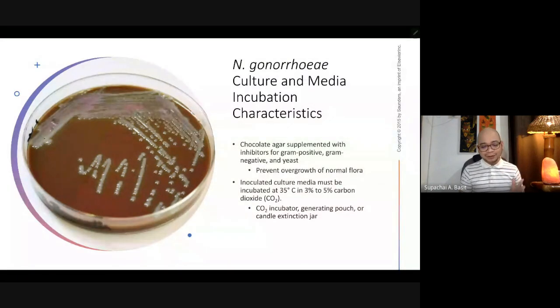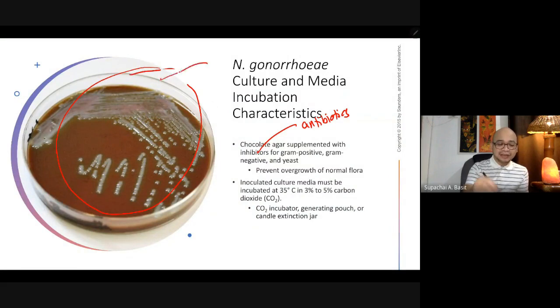And this is an example of a modified chocolate agar. Okay, so chocolate agar supplemented with inhibitors. Inhibitors are antibiotics that will prevent the growth of gram-positive, gram-negative, and yeast. So it prevents the overgrowth of normal flora so that only Neisseria gonorrhoeae will grow in this modified chocolate agar. The inoculated culture media must be incubated at 35 degrees centigrade with 3 to 5% CO2.